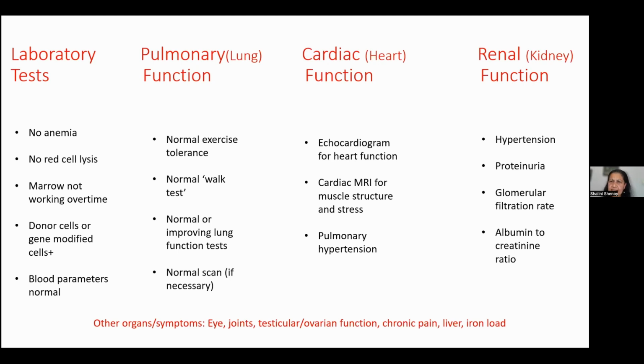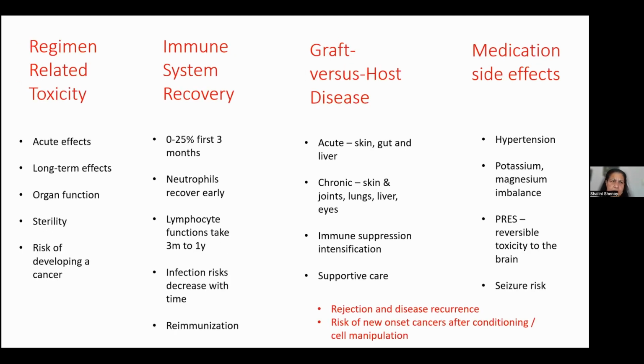Do we have static disease? Do we have reversible disease? These are things that we track in the long term. Some of the other organs that I haven't included in here are listed below: the eye, the joints, the testicular function, the chronic pain, the liver, the iron load, etc. As you can tell, this is a whole body follow-up of everything that we know could have been involved, either by the intervention or by the disease, and then tracking it long-term.